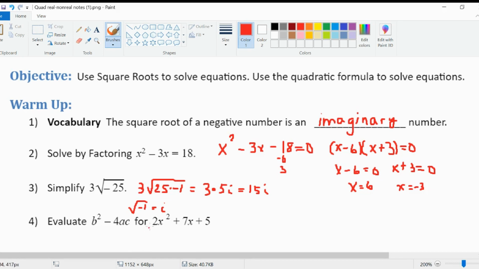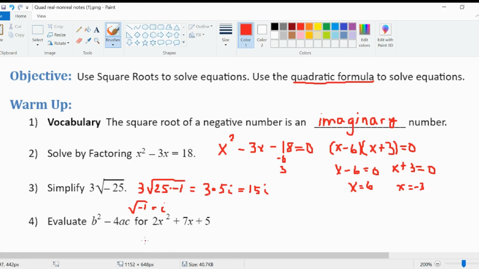Number 4, evaluate b squared minus 4ac. So this is going to get us ready for the quadratic formula. So the quadratic formula is something that we can use to solve any quadratic. So we've talked about factoring so far. This quadratic formula we can use to solve for any quadratic possible.